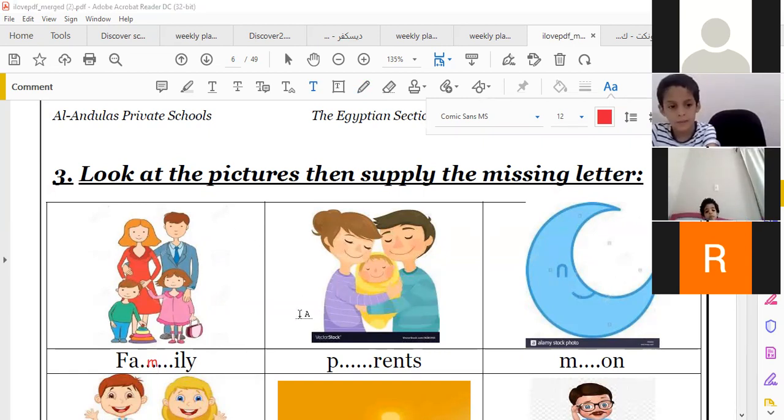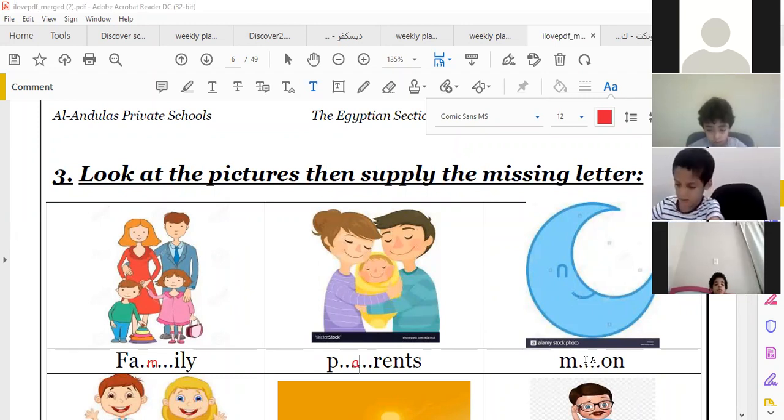Adam. Yes. The next picture, parents. What is the missing letter? E. A. It's A. Thank you. Malik Mahmoud. Yes. This word is moon. What is the missing letter? O. Excellent, Malik.